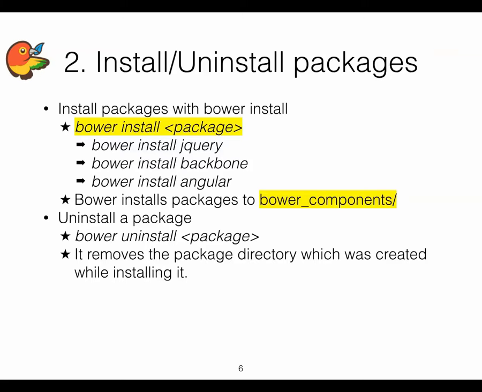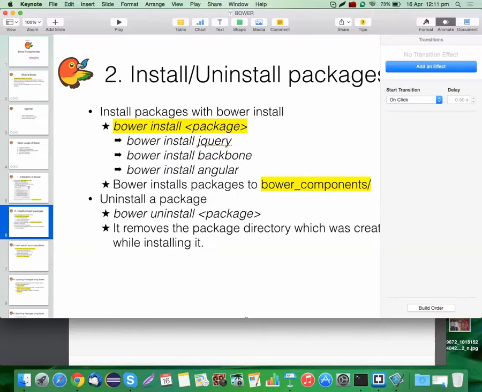And whenever we are running these commands, it will automatically create a folder in our application, bower_components. And in that folder, it automatically downloads those packages, let's say jQuery or Backbone or Angular, whatever, and stores there. Let's see how it is working.